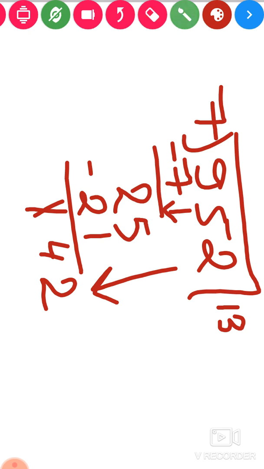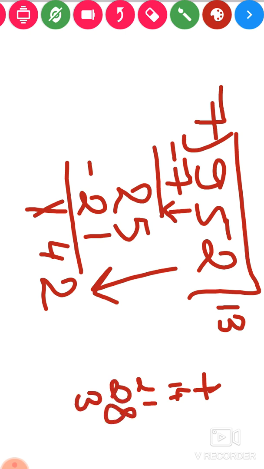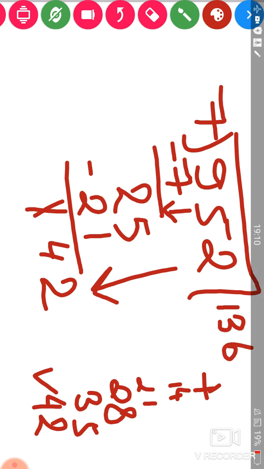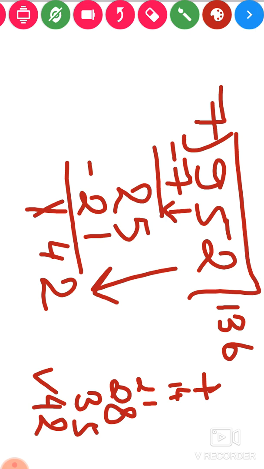Let us start. 7 ones are 7, 7 twos are 14, 7 threes are 21, 7 fours are 28, 7 fives are 35, 7 sixes are 42. So we have got 42 at 6 times. 7 6 are 42. Okay. Now what we will do? We will subtract it. 42 minus 42, we will get nothing. We will get a cross. Okay.